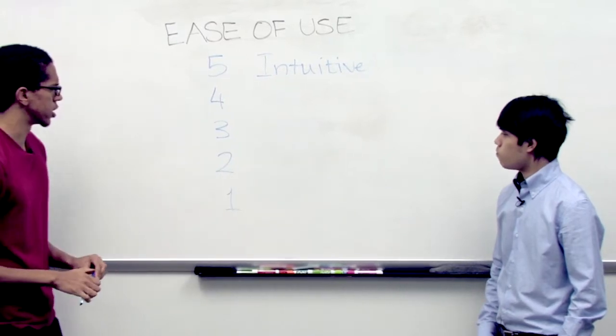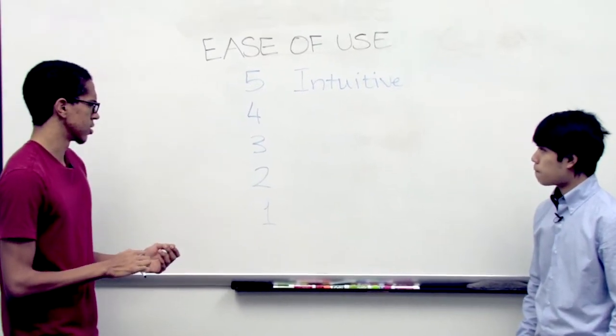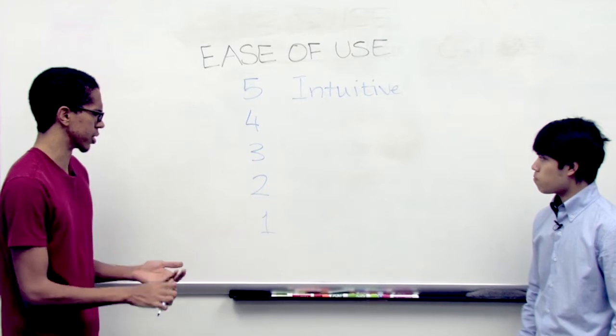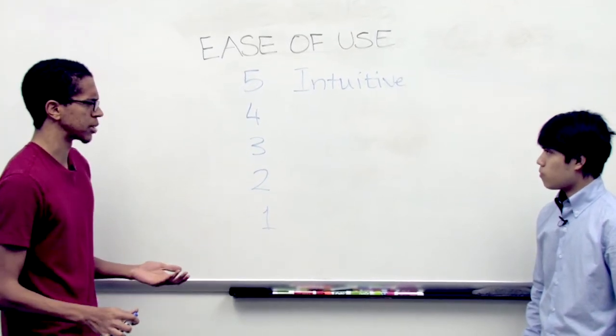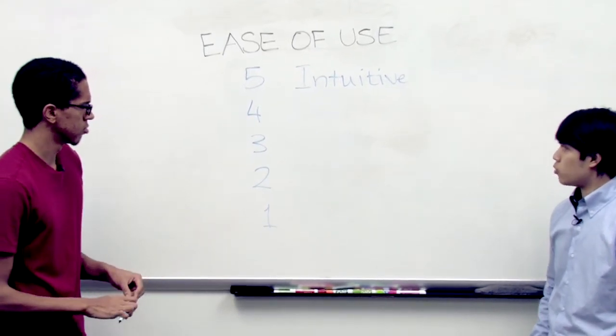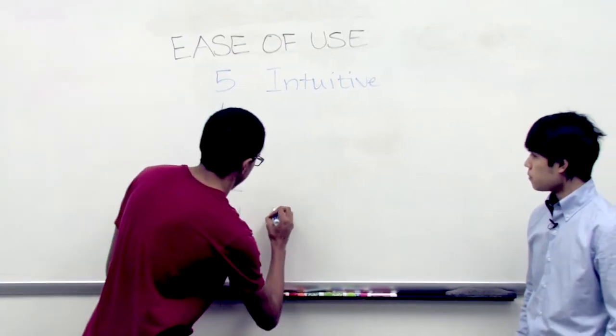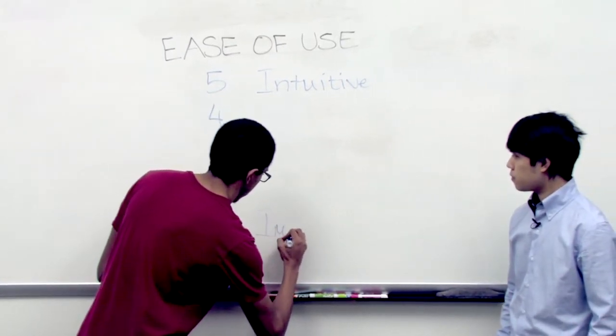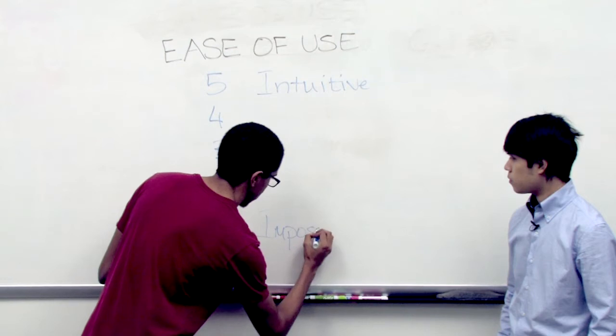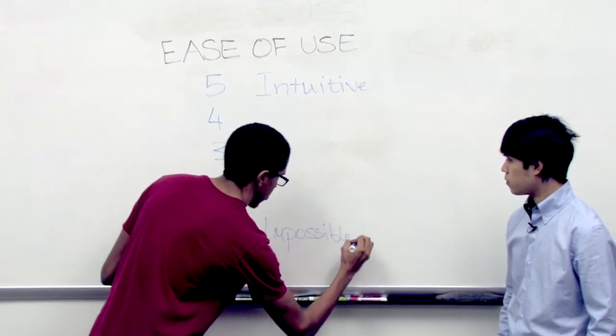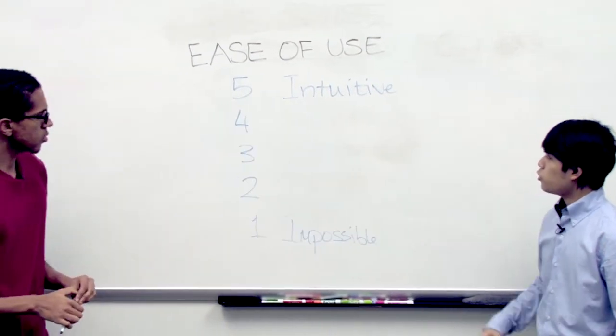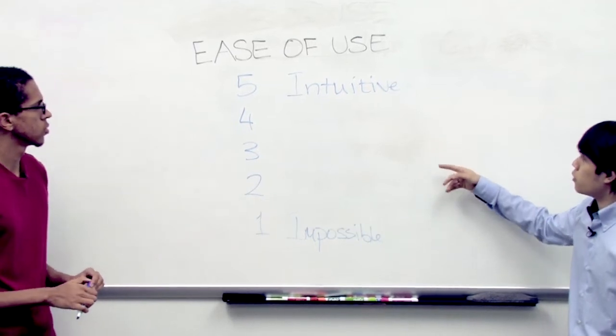All right, and then for 1, if something is really hard to use, you can't really figure it out, it's basically impossible, do you think that would be a good word? I think impossible is a good word for number 1. So what do you think should go in the middle for 4, 3, and 2?